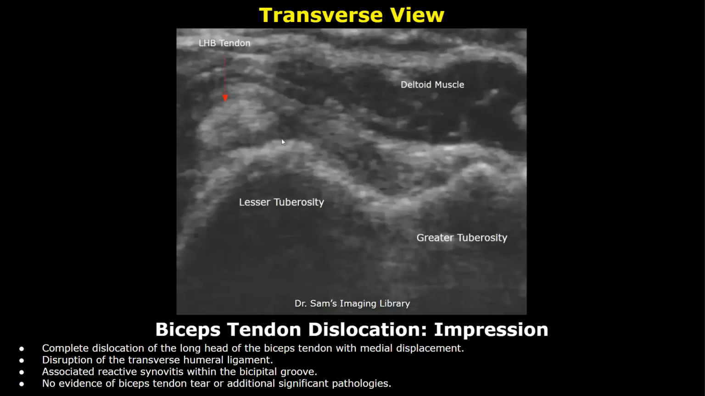This is the impression: complete dislocation of the long head of the biceps tendon with medial displacement, disruption of the transverse humeral ligament, associated reactive synovitis within the bicipital groove, no evidence of biceps tendon tear or additional significant pathologies.